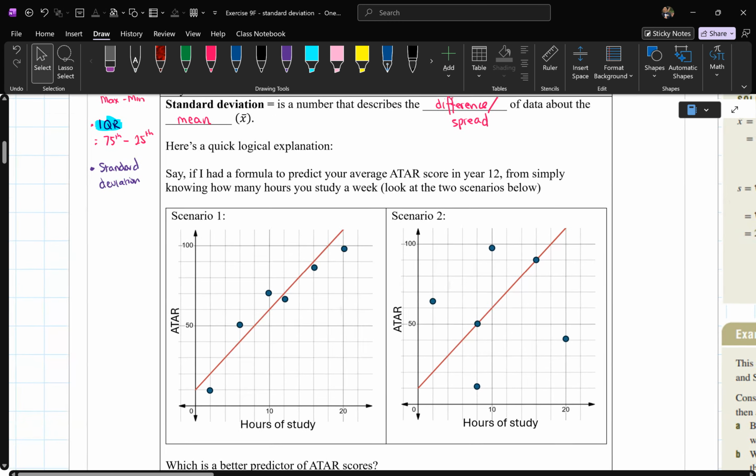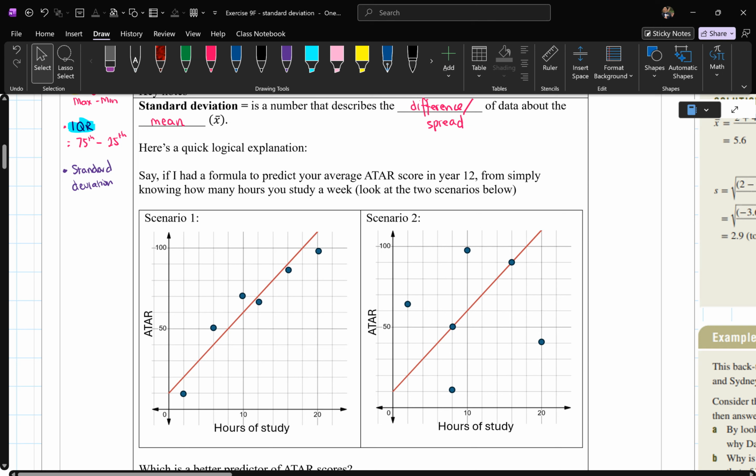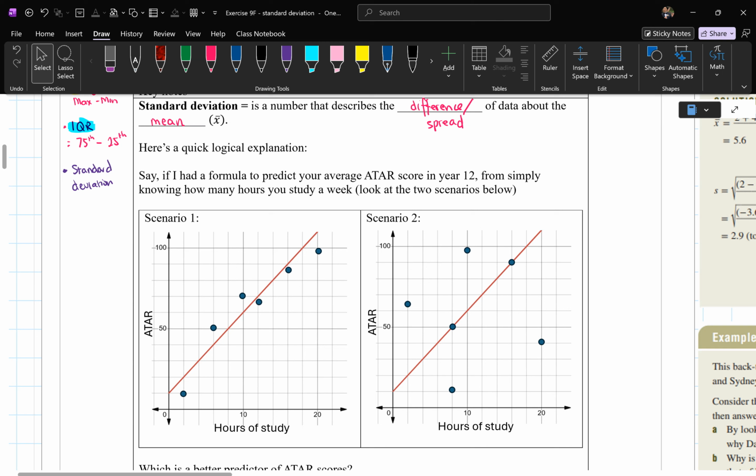So I say, imagine I had a formula. Imagine I was this crazy genius mathematician, and I was able to calculate your ATAR score just from simply knowing how many hours you study in a week. So if I asked you how many hours you study in a week, I would have a formula to give me a prediction. This red line that you're seeing is my formula. Okay, so that's the formula I've got.